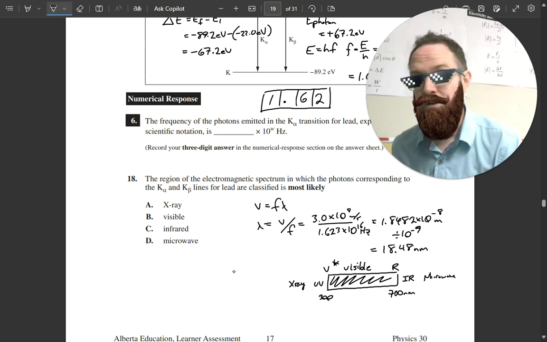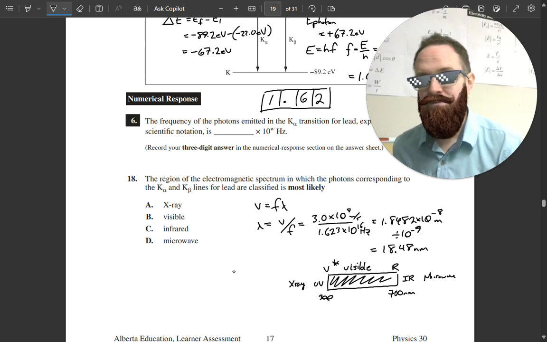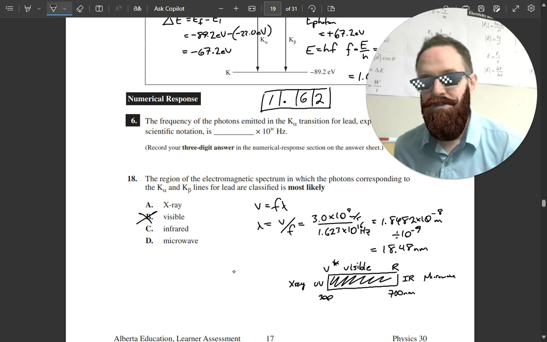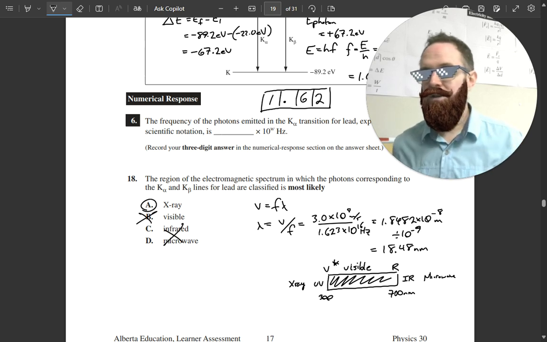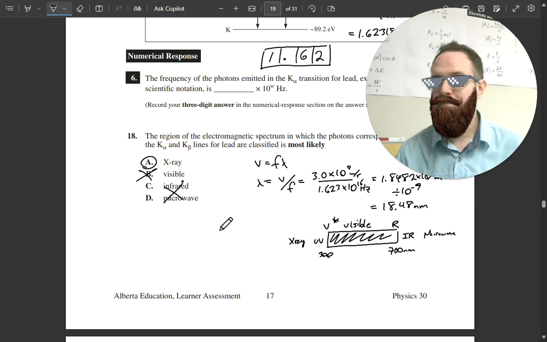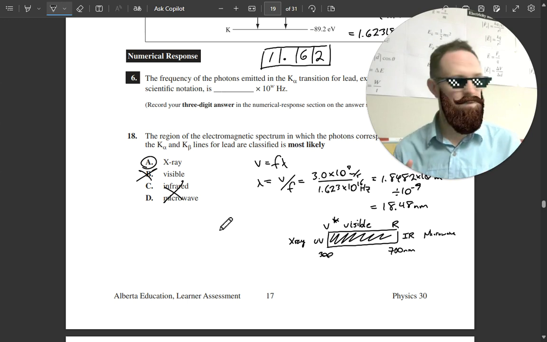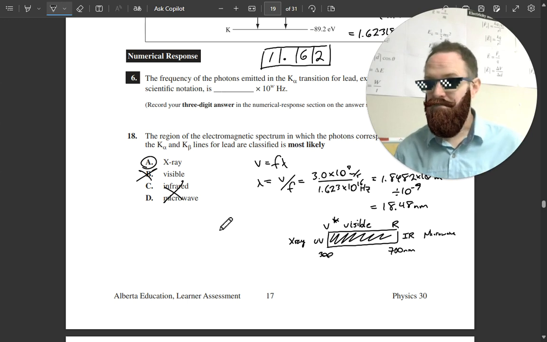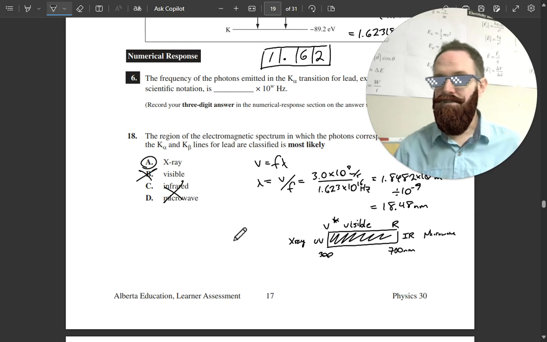Because this is shorter, we only have one option. It's got to be X-ray, because infrared and microwave has got to be more than 700, and this is less than 700 for sure. It's not within the visible range. These are too long, right? So it's got to be X-ray, just because it has to be on the shorter side, and X-ray is the only one on the shorter side there. They try to make it as obvious as possible. It's either going to be visible or it's going to be very obvious which side it's on and which one it's going to be.